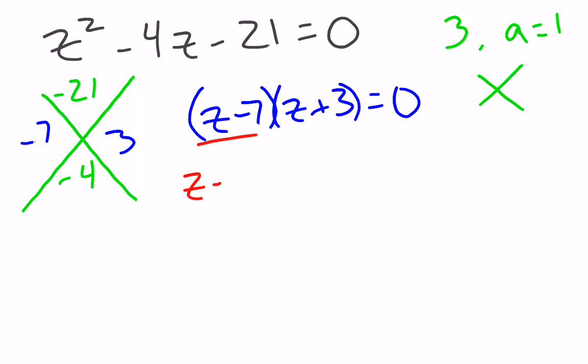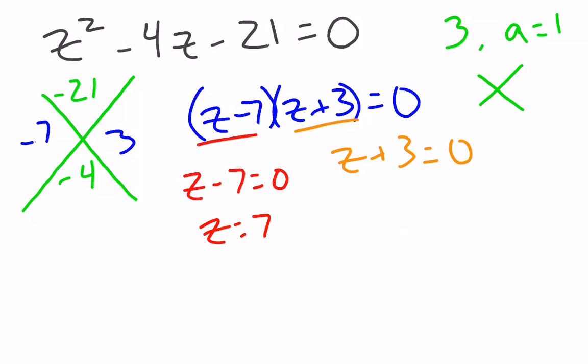Set each factor equal to 0. Solve. z equals 7. z equals negative 3. So my final answer is negative 3, 7. Remember, don't put it in parentheses. Put it in brackets. And the last one, which is our challenge question for the day.